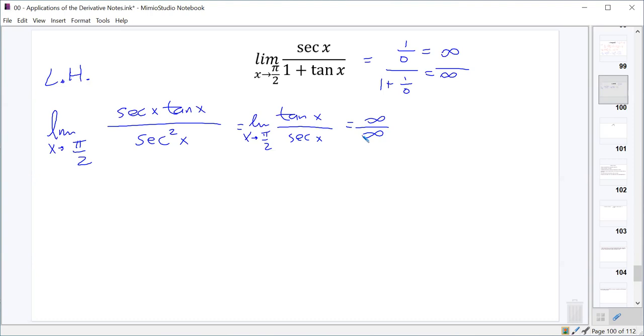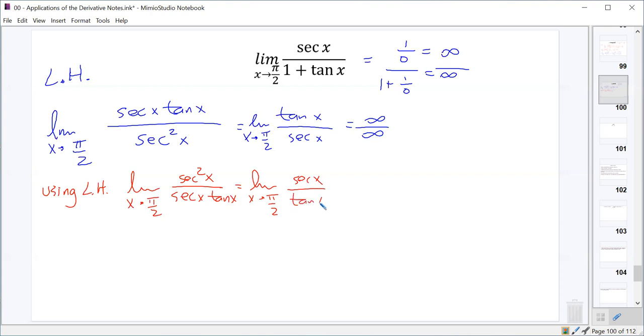Well, using L'Hopital's rule again, we end up with a limit as x approaches pi over 2 of secant squared x over secant x tangent x, which would just be a limit as x approaches pi over 2 of secant x over tangent x, which is infinity over infinity. Well, okay, we might as well use L'Hopital's rule again. So we'll say L'Hopital again.